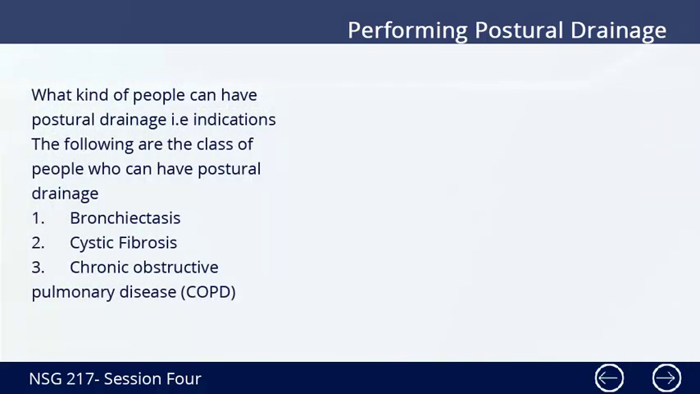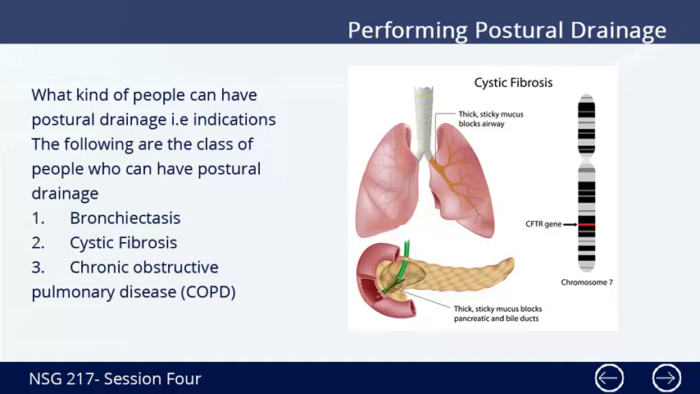What kind of people can have postural drainage? That is, indication. The following are the class of people who can have postural drainage. Number 1, bronchiectasis. Number 2, cystic fibrosis. Number 3, chronic obstructive pulmonary disease, that is COPD.